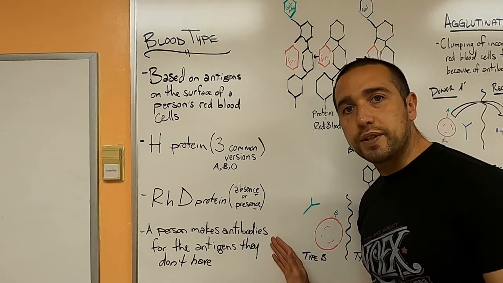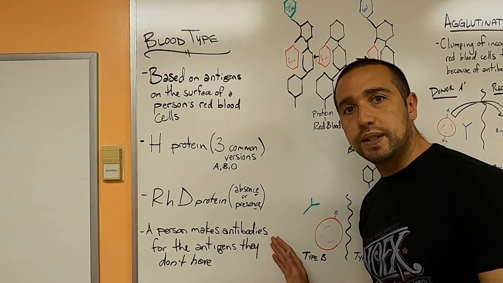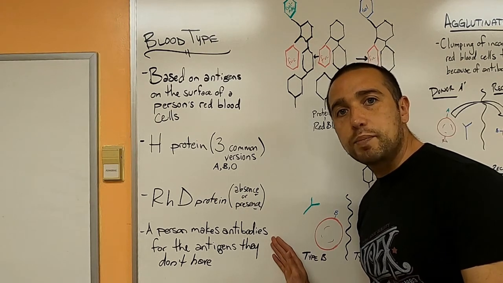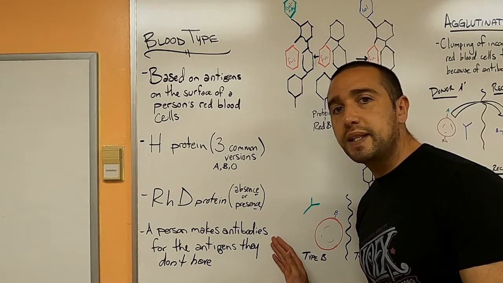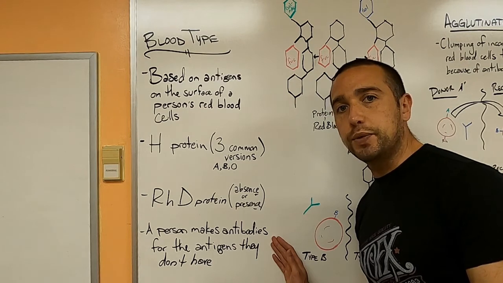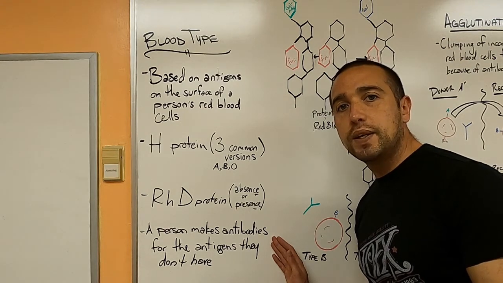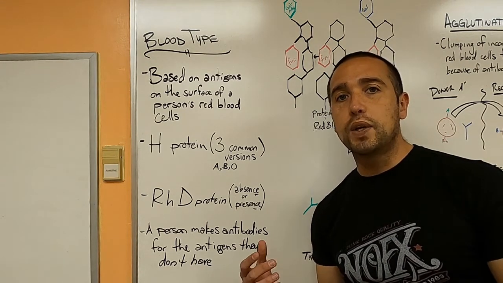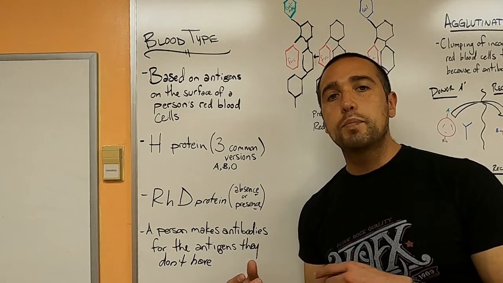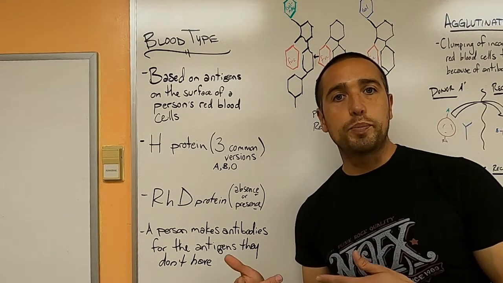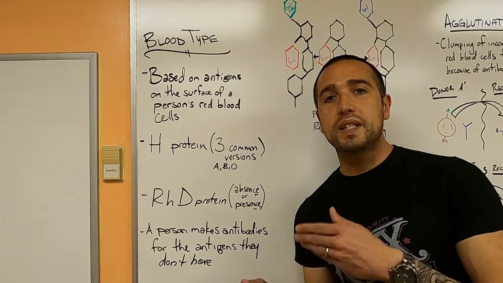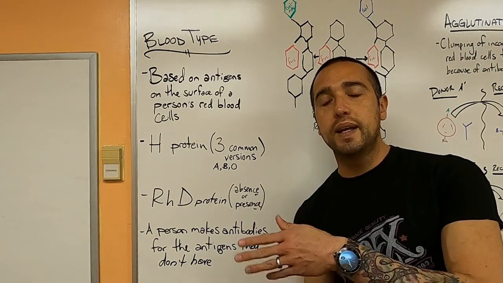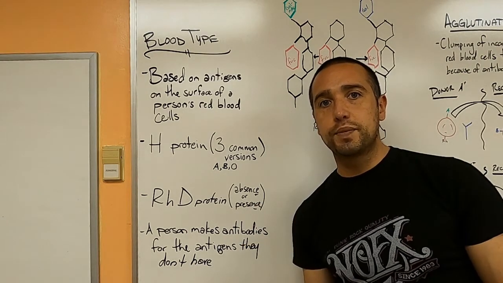The main issue here is that a person will make antibodies against any type of blood antigens that they don't have in their body. And so if someone is O, meaning that they have no A or B antigens, they would make antibodies that would attack A and B antigens.